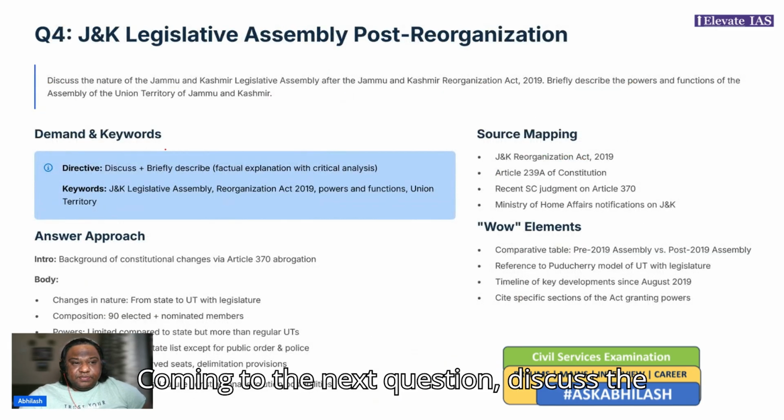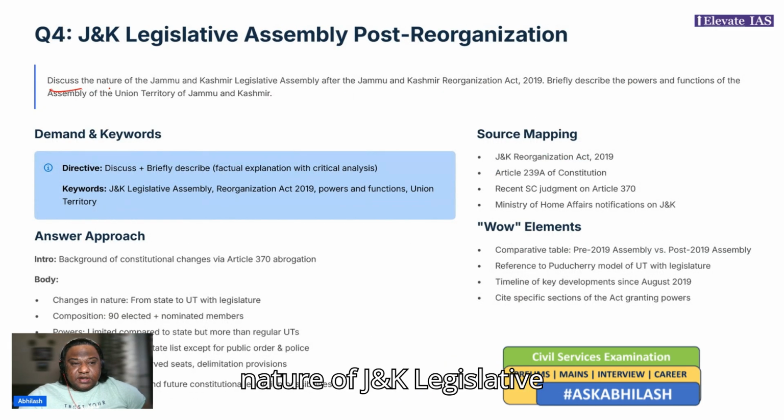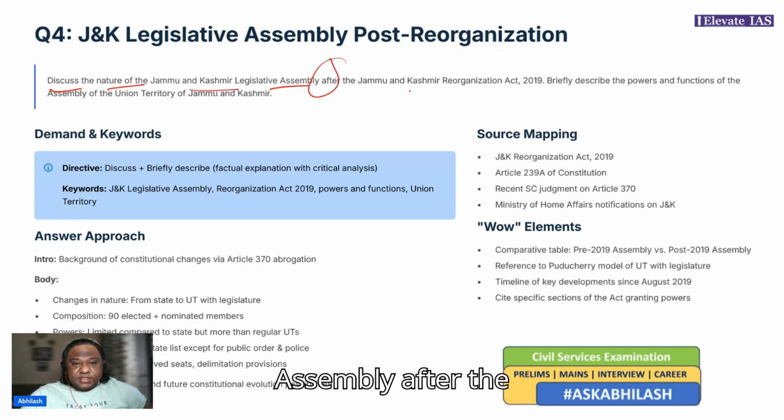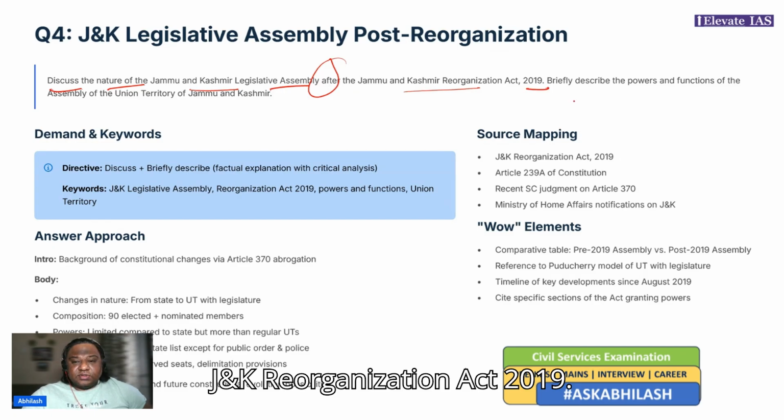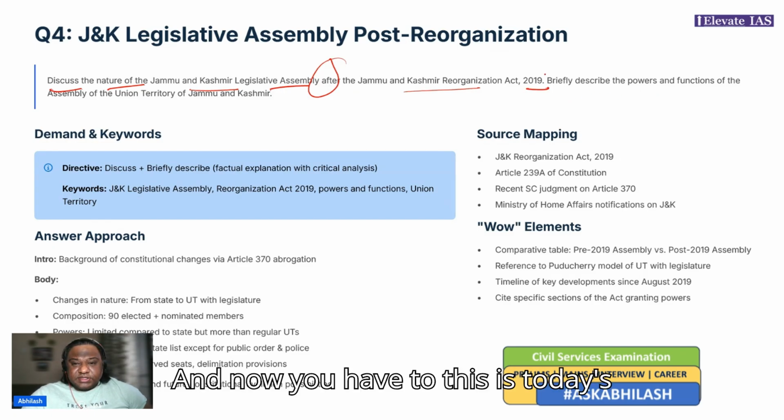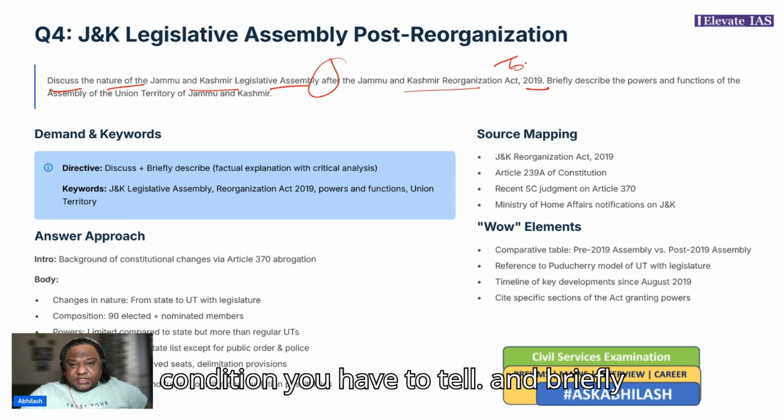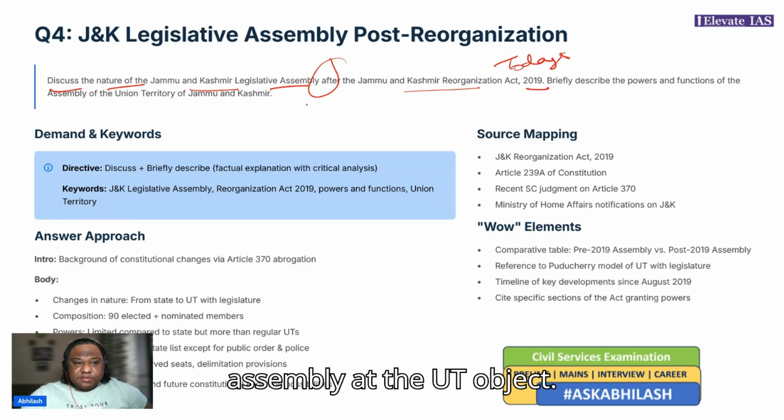Coming to the next question: discuss the nature of the J&K Legislative Assembly after the J&K Reorganization Act 2019. Here you have to tell today's condition and briefly describe the power and functions of the assembly of the UT of J&K.